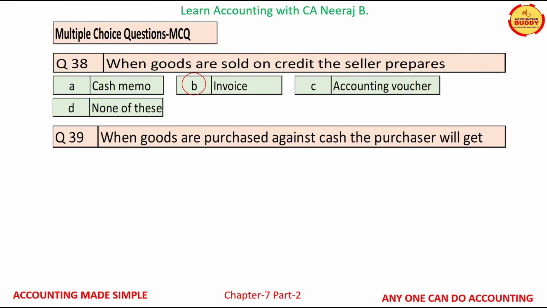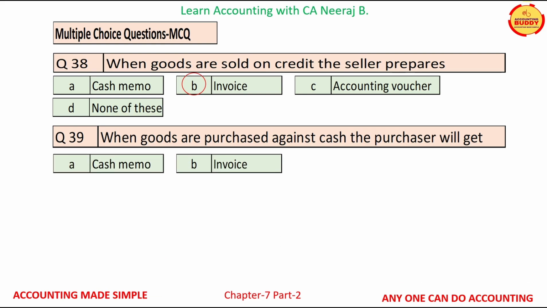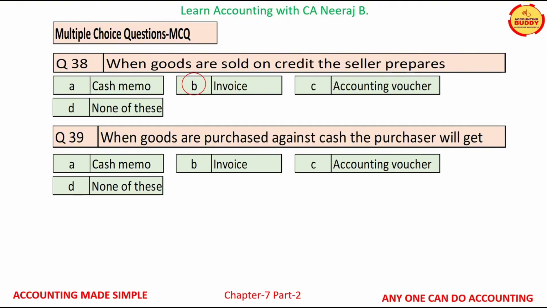Question number 39. When goods are purchased against cash, the purchaser will get, the options available are option A, cash memo, option B, invoice, option C, accounting voucher, and option D, none of these. And the correct answer is option A, cash memo. Therefore, when goods are purchased against cash, the purchaser will get a cash memo.